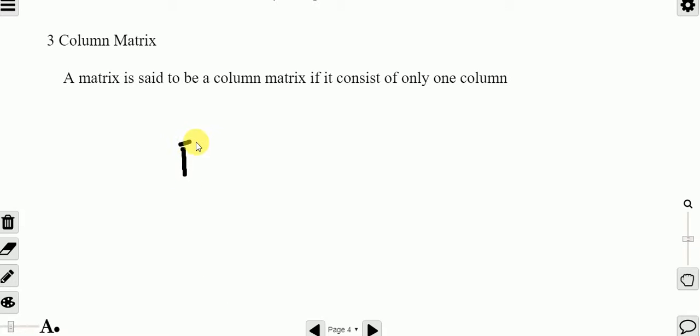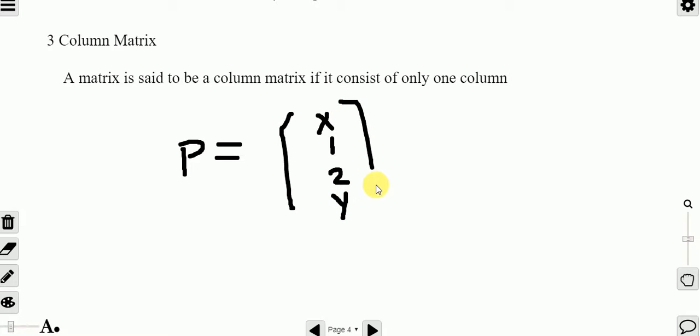Suppose I have a matrix P, with entries x, 1, 2, y. Let us see how many rows there are: 1, 2, 3, 4. There are 4 rows, and how many columns? There is only one column. So this is a column matrix.